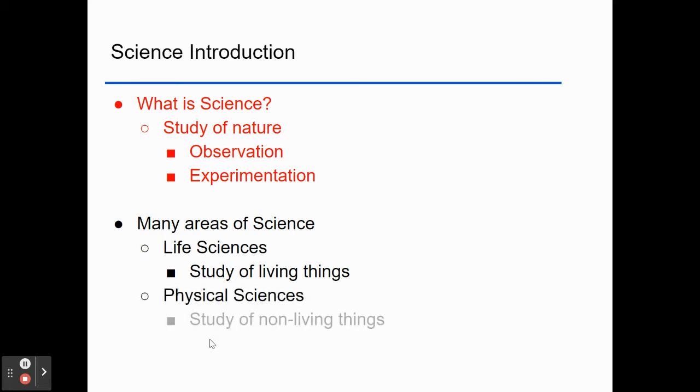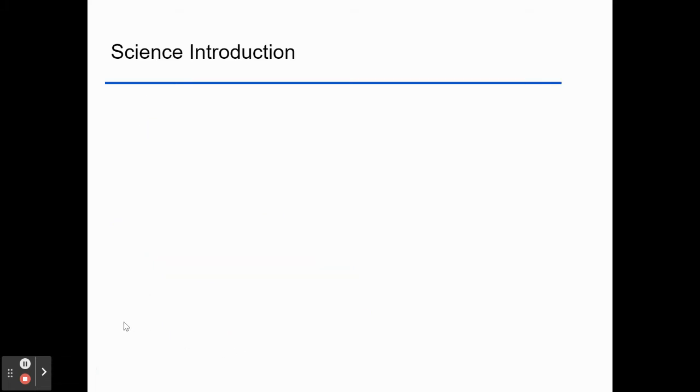And then there's your physical sciences, and that's the non-living things. So since we're in physical science, we will be focusing on the physical sciences, and we're going to be looking at non-living things. So next year, you'll focus more on things that are alive. And this year, we're going to focus on non-living things. So just some types of life sciences so that you're aware.